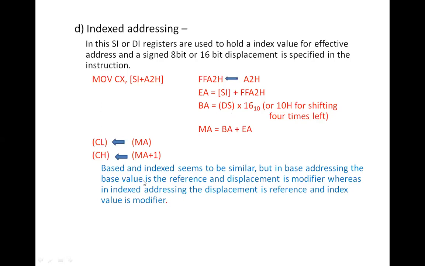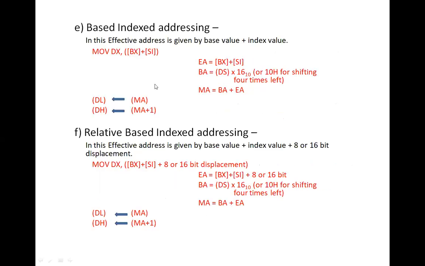Now, I think base addressing and index addressing seem to be clear. In case of base addressing, the base value is the reference and the displacement is the modifier, whereas in index addressing, the displacement is the reference and the index value is the modifier. Now we have another category of addressing mode that is called based indexed addressing.